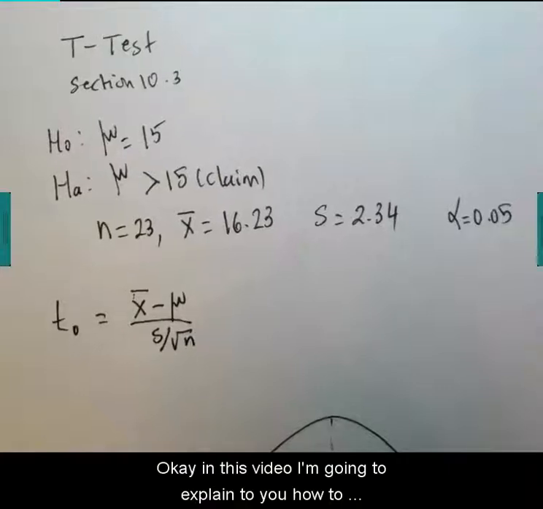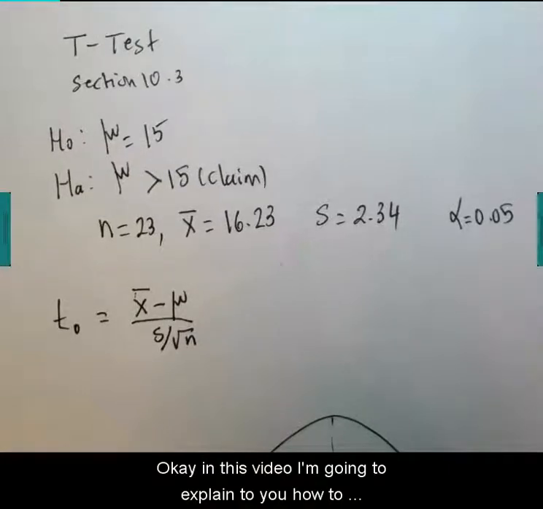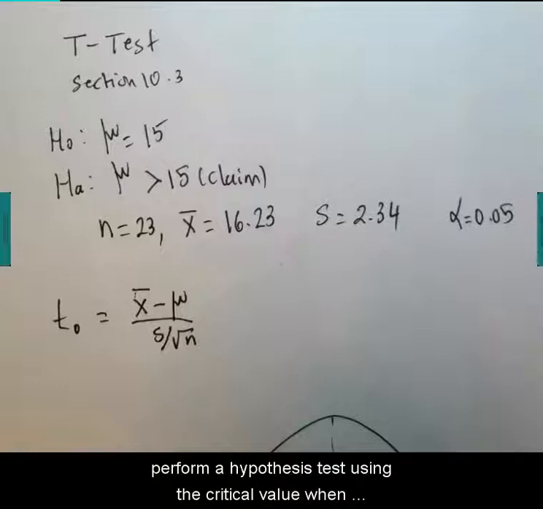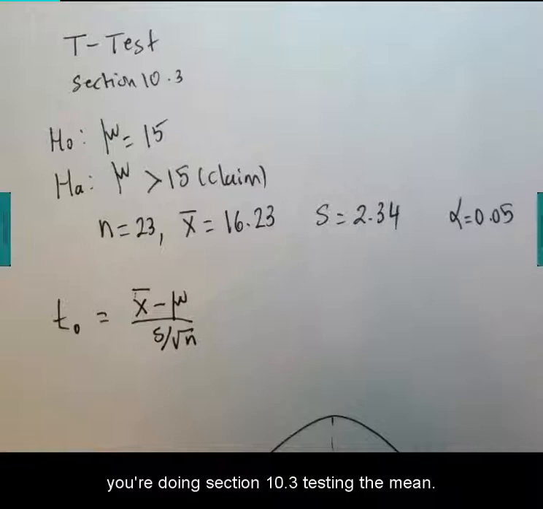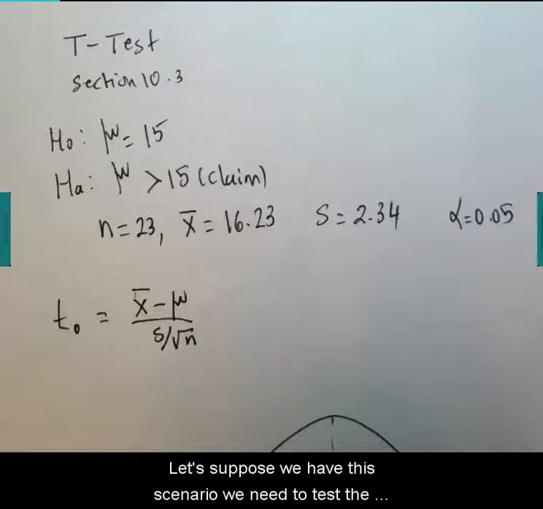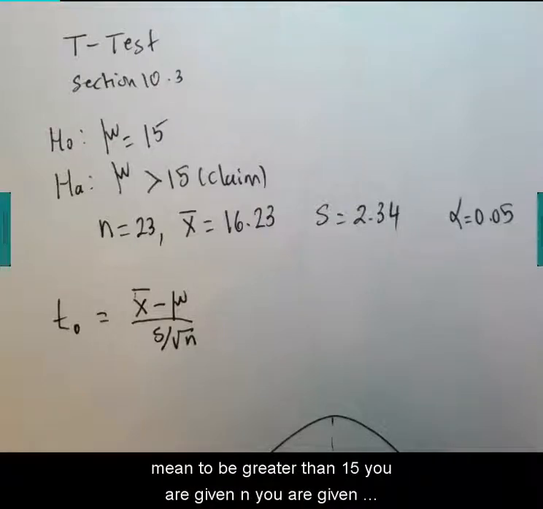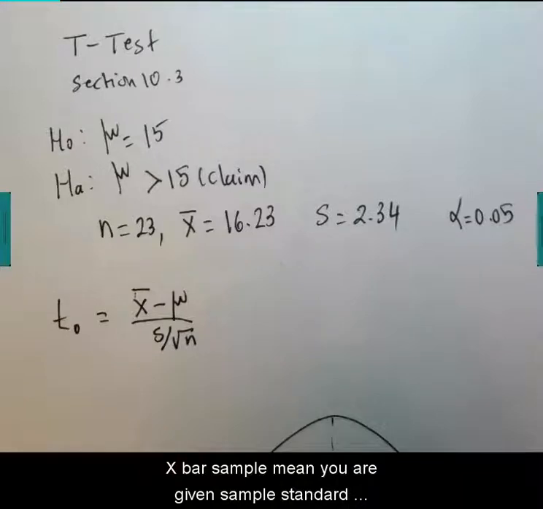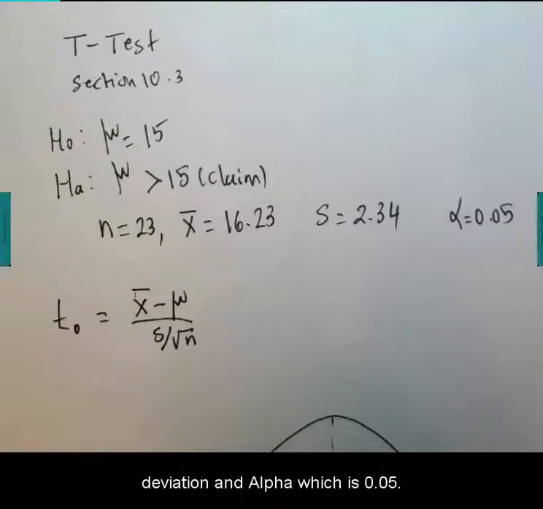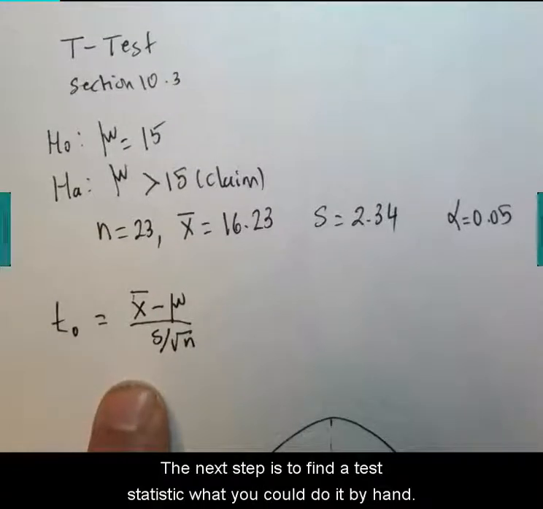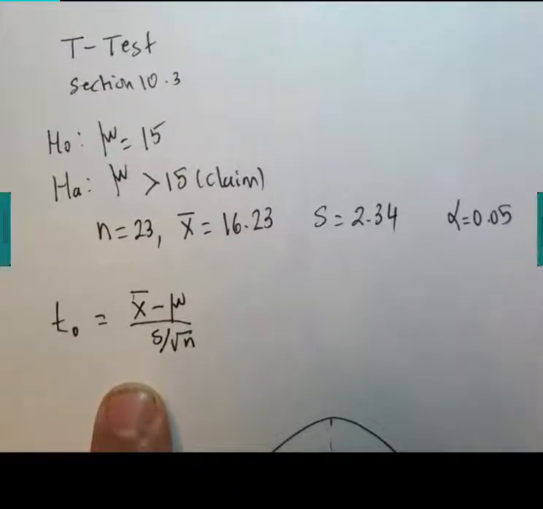Okay, in this video I'm going to explain to you how to perform a hypothesis test using a critical value when you're doing section 10.3, testing the mean. Let's suppose we have this scenario. We need to test that the mean is greater than 15. You are given n, the sample mean x bar, the sample standard deviation, and alpha, which is 0.05. The next step is to find the test statistic, which you could do by hand.